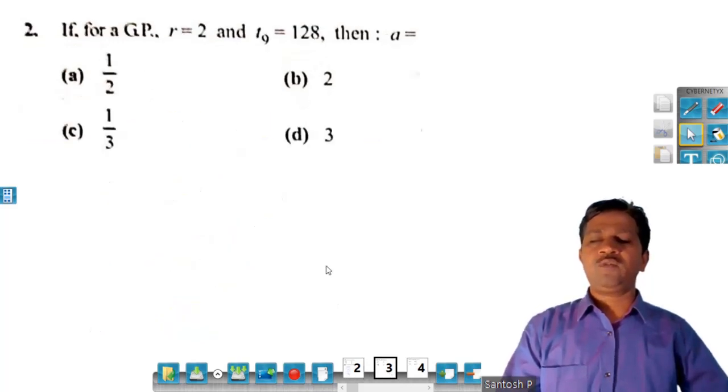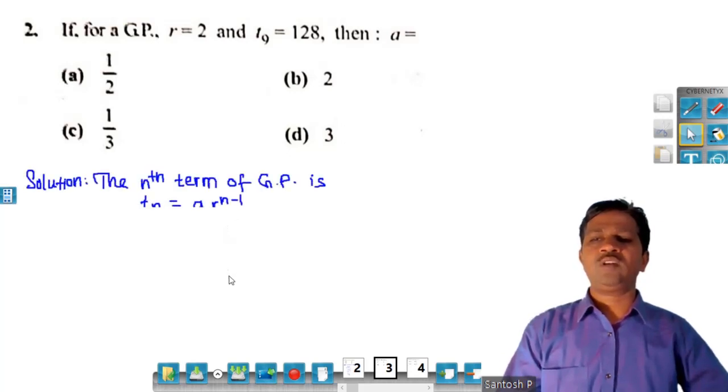Let us move further to the second example. Here also we have a GP, and R equals 2 is given. T9, the ninth term of the GP, is given, and we have to find A. The same question again. So here also we need the general formula for the nth term, which is Tn equals A into R raised to n minus 1. In this formula, I will put n equals 9 because T9 is given, and also I will put R equals 2.